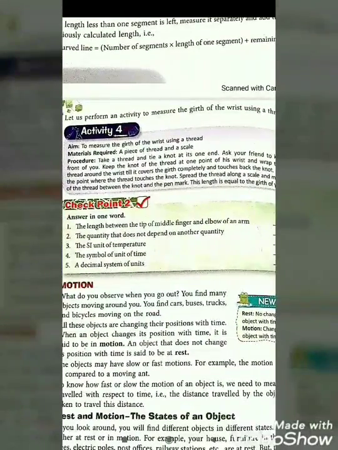Now moving to checkpoint 2. Checkpoint 2 is asking to answer in one word. Question number 1. The length between the tip of the middle finger and elbow of an arm is. As in checkpoint 1, he was asking the length of the foot of a person, similarly, he is asking about the length between the tip of the middle finger and the elbow. That length is called cubit, C-U-B-I-T, cubit.